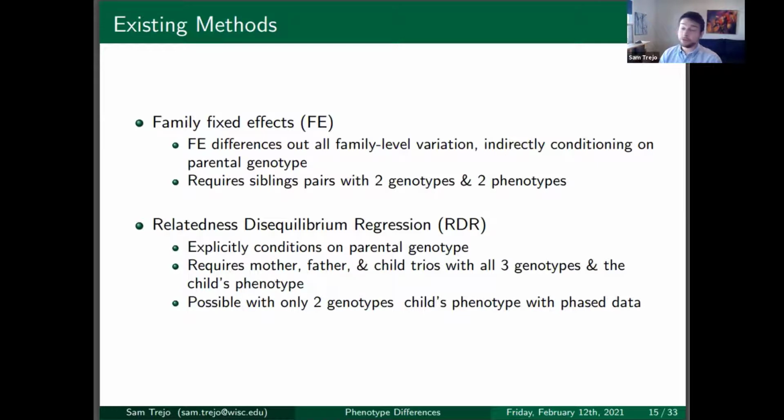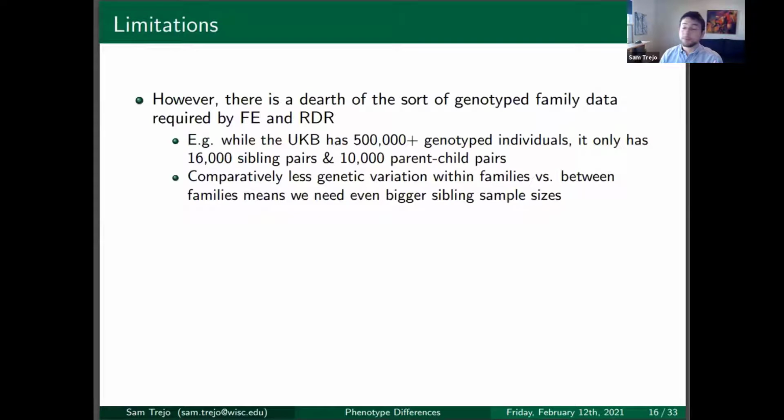And so these things work really well, but they have some limitations. In particular, they both require dyadic genetic data within families, right? You need to have genotyped family members. And there's a dearth of this sort of data compared to genotyped individuals. So for example, the UKB has 500,000 genotyped individuals, but only 16K are sibling pairs and only 10K are parent-child pairs. So your power is going to be really diminished if you just rely on the dyadic genetic pairs.